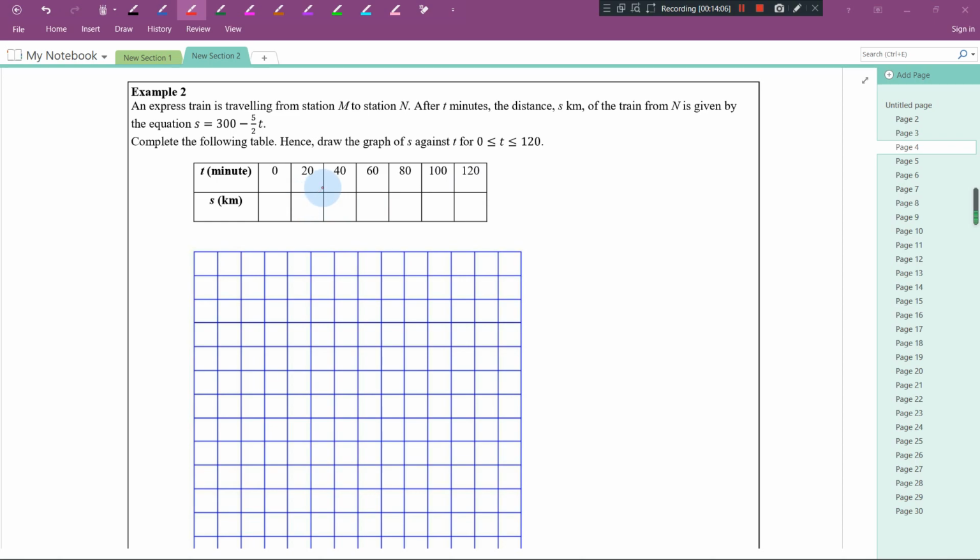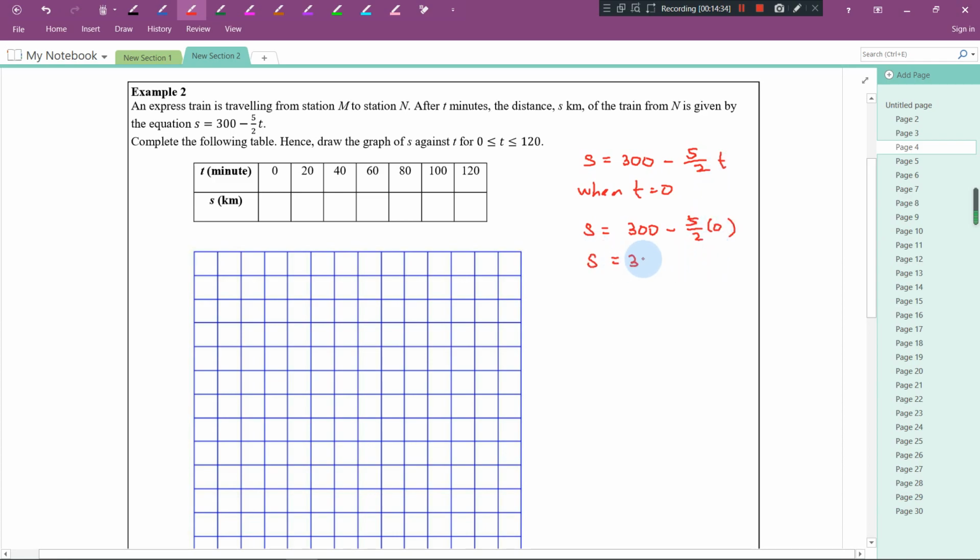Okay, how do we get all these values? It is actually very easy. S is equal to 300, this is given by the question, minus 5 over 2 t. So when t is equal to 0, S is equal to 300 minus 5 over 2 times t. t is equal to 0, S is equal to 300. So here we just fill in the table, 300.